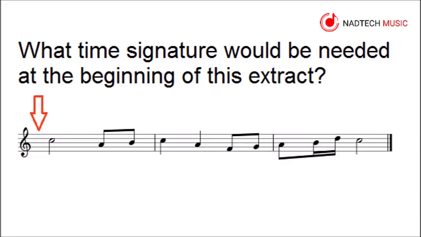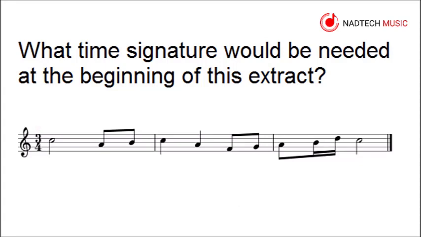The same is true for the second bar. A crotchet is worth 1, 2 crotchets is 2, and 2 more quavers makes 3 beats. The same would be true for the third bar. Half plus quarter plus quarter plus 2 makes 3. So the time signature that you would need is 3/4 time.